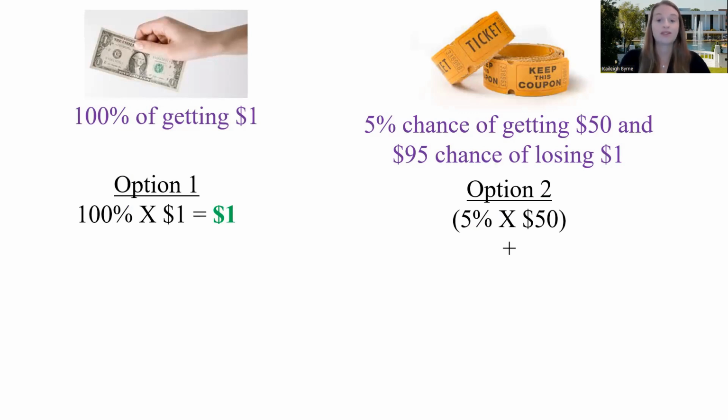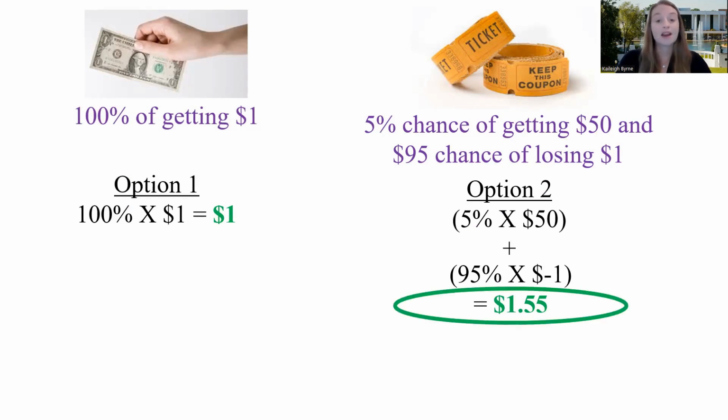That's $2.50. We need to add that to the second potential outcome, which is the 95% chance of losing $1, the cost of the raffle ticket. So that's negative 95 cents. If we add those two together, then the expected value for buying the raffle ticket is $1.55. And because $1.55 is greater than $1, we should choose the option of buying the raffle ticket because it has the higher expected value.